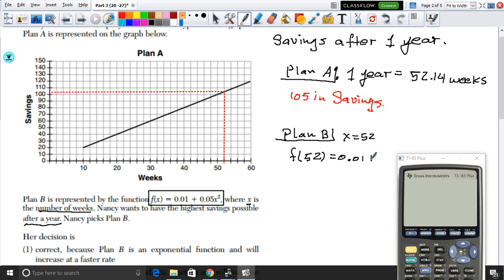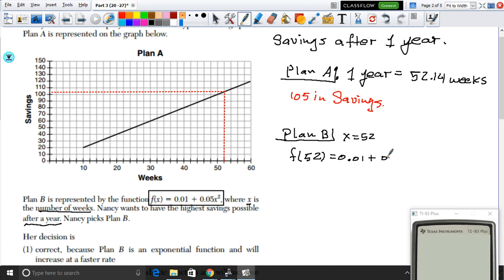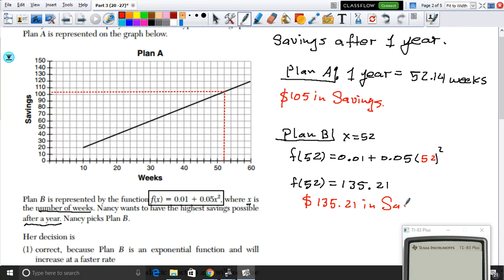So we have 0.01 plus 0.05, and instead of an x, we're going to plug in 52, to the second power. If you do this on your calculator, you are going to end up with f(52) equal to 135.21. So what this is saying is that there is $135 in savings. So at least we know that in plan A, she's going to have $105 in savings, and in plan B, she's going to have $135 in savings.